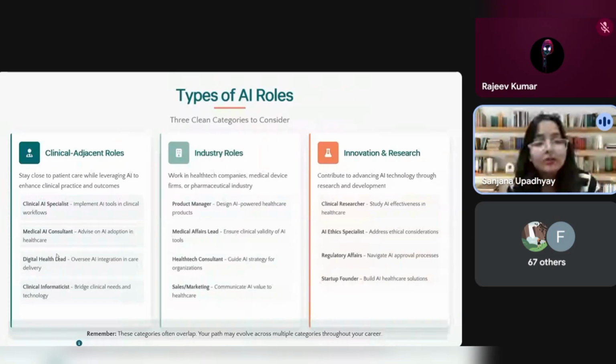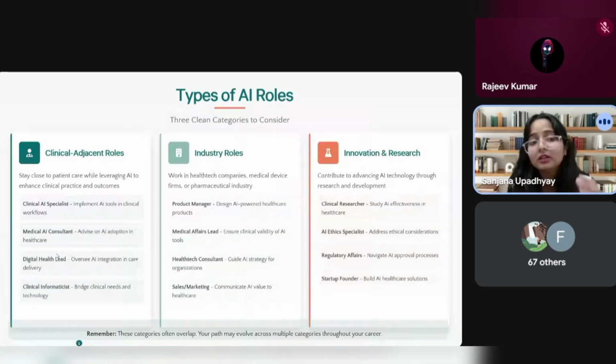Along with that, industry roles. This is very important. In the very first group, the clinical adjacent roles, much knowledge or skill gaining is not required. You only need to know how to use the AI tools. But if you actually want to transition your career from a clinical background to a non-clinical background, then you want to learn certain skills, and those skills will be covered in the next slides. So for example, let's say a product manager role.